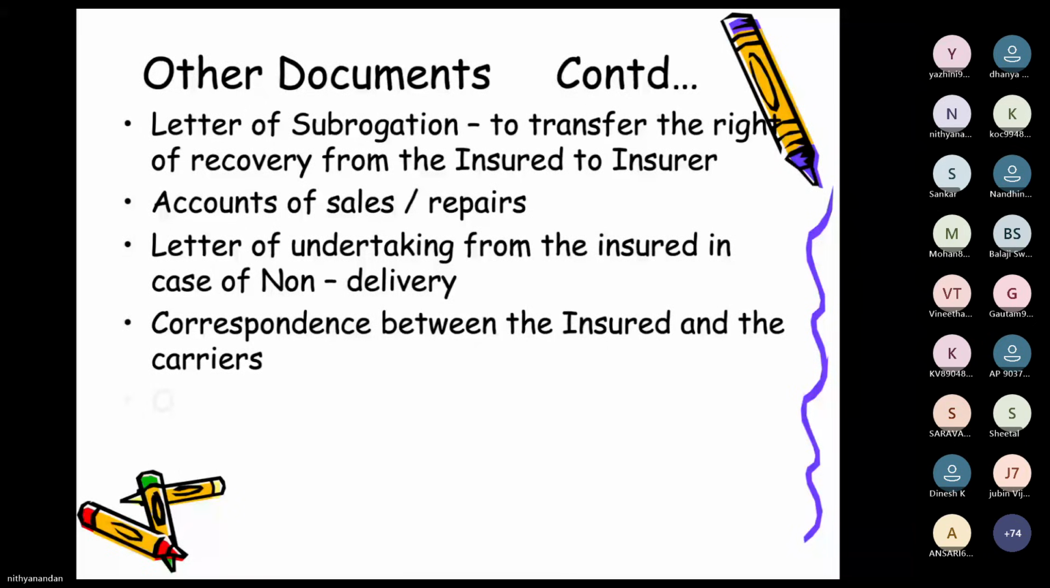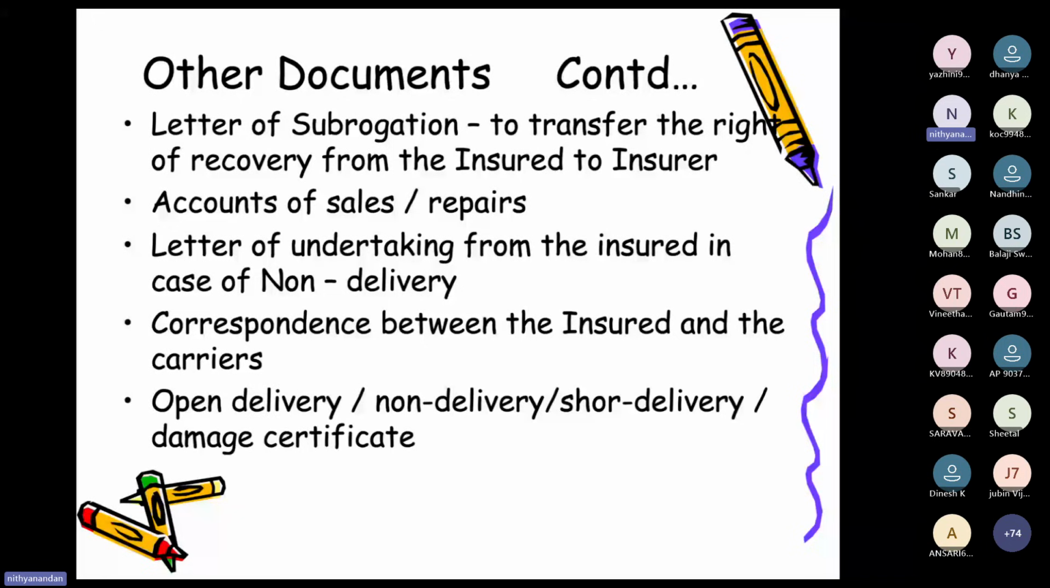Letter of subrogation. Yes, we have already discussed subrogation. Accounts of sales and repairs, in case the goods are sold in between. Letter of undertaking from the insured in case of non-delivery. In case of non-delivery, suppose the goods are traced at a future date, they will be delivered to the insured only. They will not be given to the insurance company because the insured has a contract with the carrier. So if we are settling a non-delivery claim, then we should get an undertaking from the insured stating that if at a future date the goods are traced and handed over to me, I will hand them over to the insurance company. There is an undertaking given by the insured.